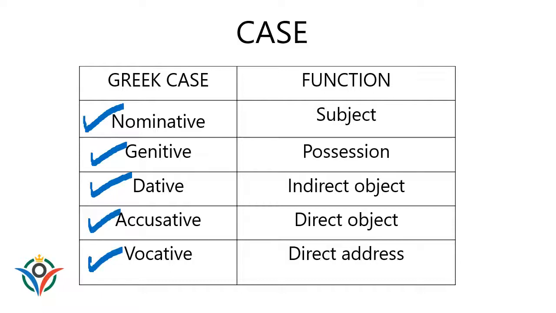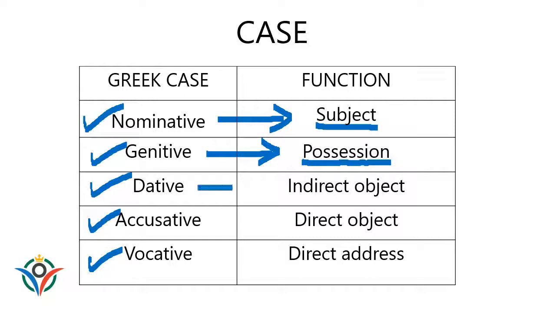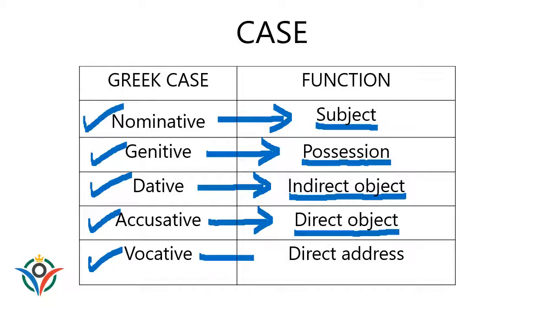If a word is in the nominative case, then it's going to tell us that the word is functioning as the subject. If it's in the genitive case, then it's showing us that the word is possessive. If it's in the dative case, it's telling us that the word is functioning as the indirect object. If it's in the accusative case, then the word is functioning as the direct object. And the vocative Greek case shows us that the word is functioning as direct address.